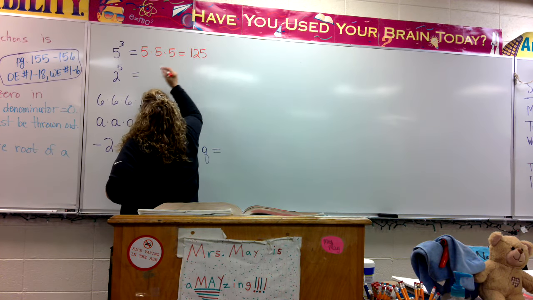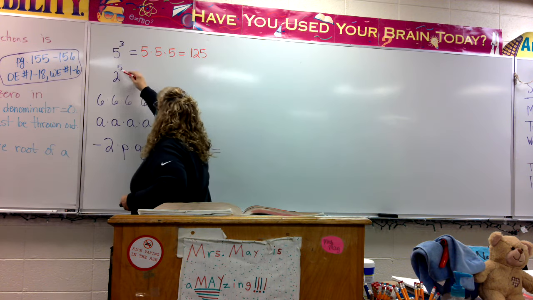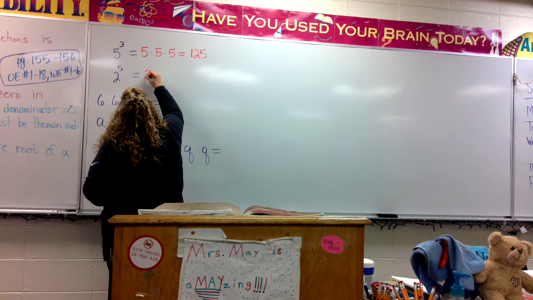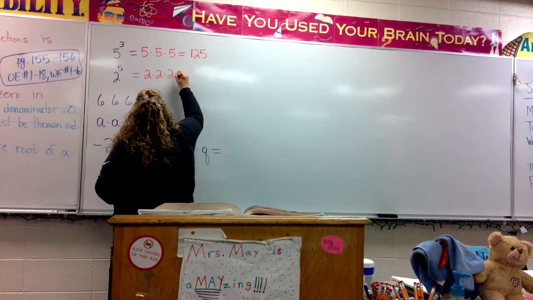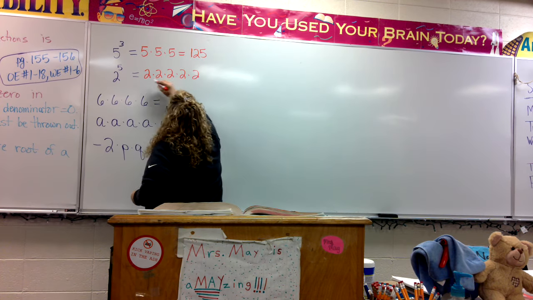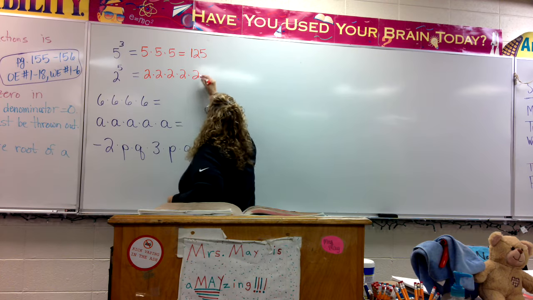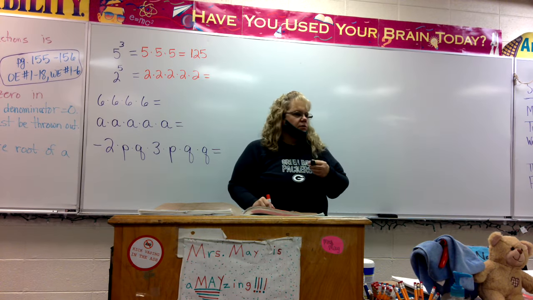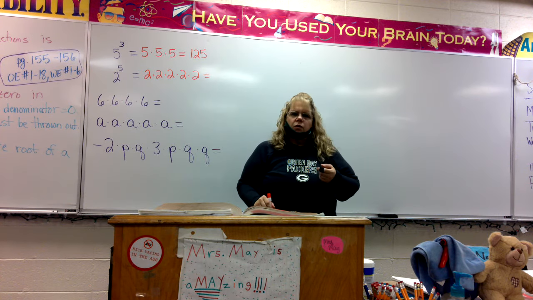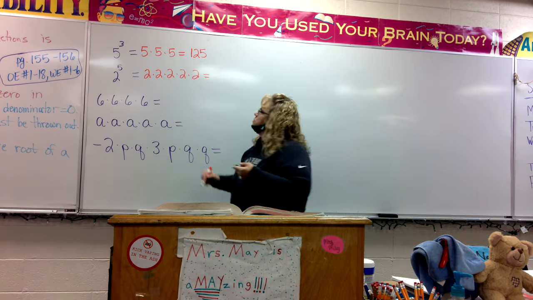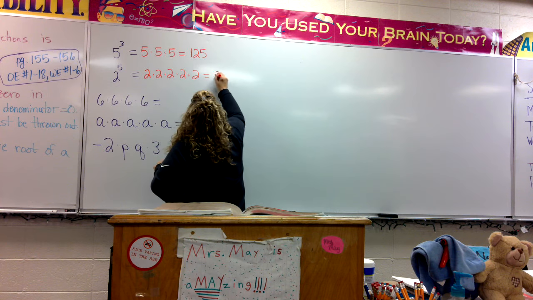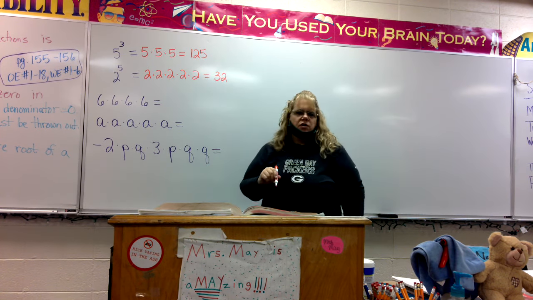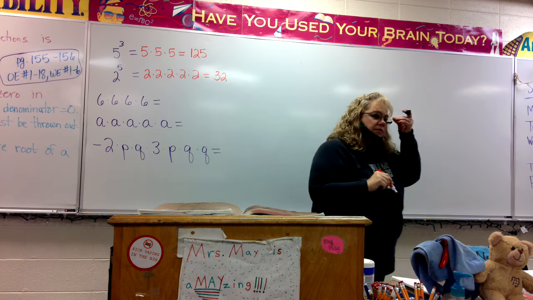25 times 5, 125. If I have 2 to the 5th power, that means to multiply 2 times 2 times 2 times 2 times 2. What is that going to be? 32. Sounds good to me. 32 it is. So you know how to do that, right?